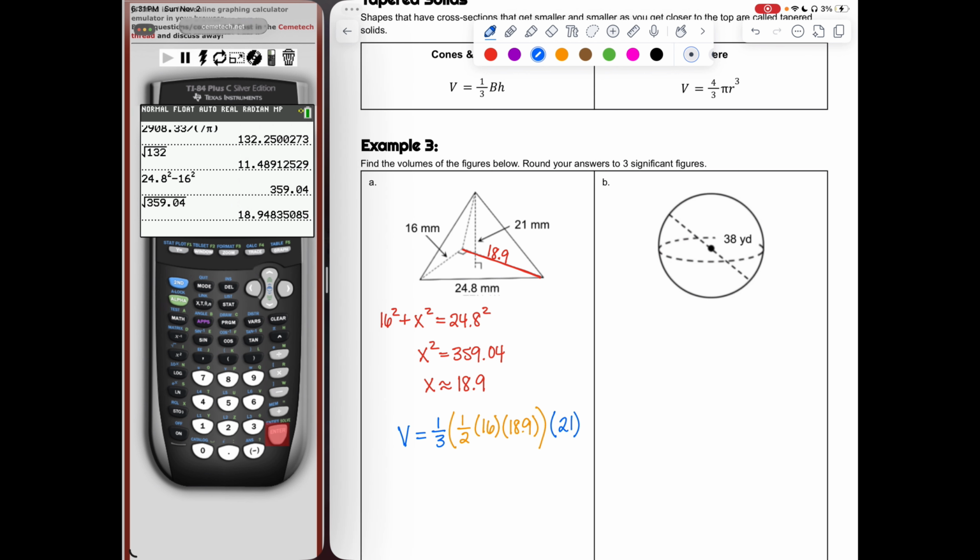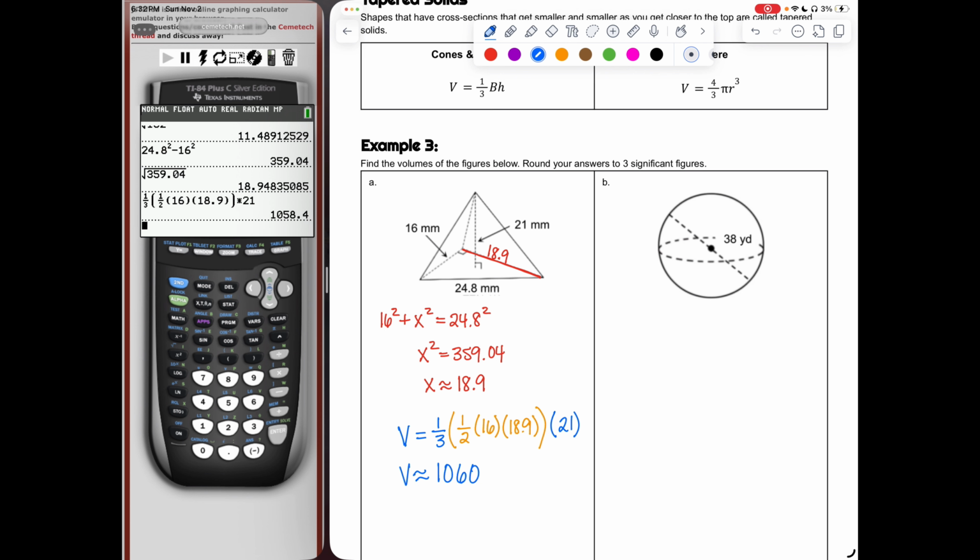When I put that in, I type it in exactly how I write it. So I'm going to do 1/3 times 1/2 times 16 times 18.9 times 21. And that gives me the volume is approximately 1,060 in 3 significant figures, and that's millimeters cubed.